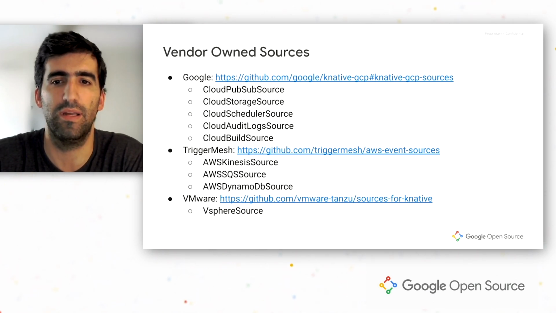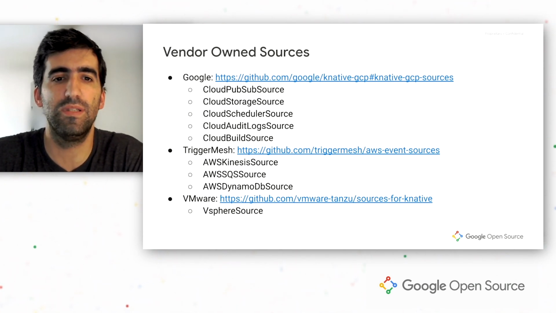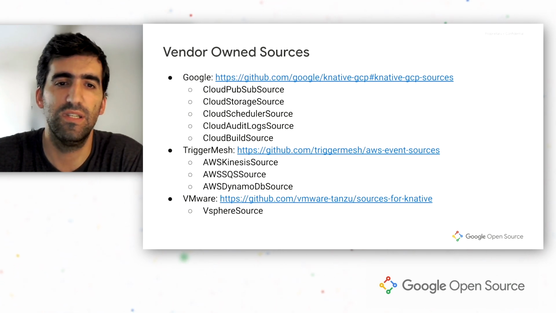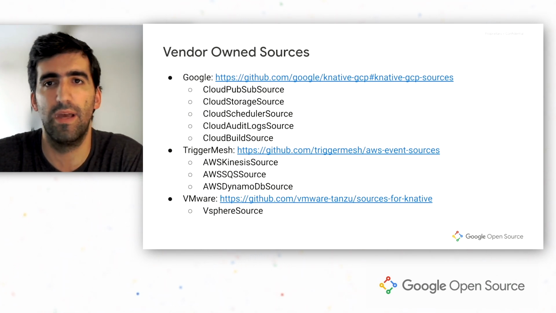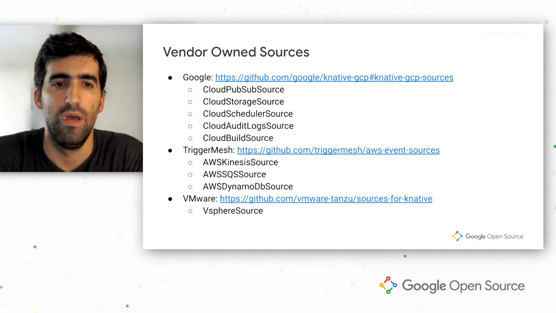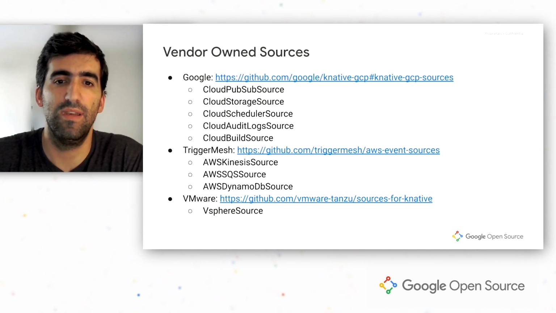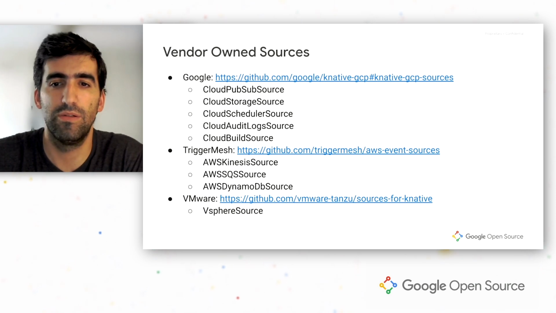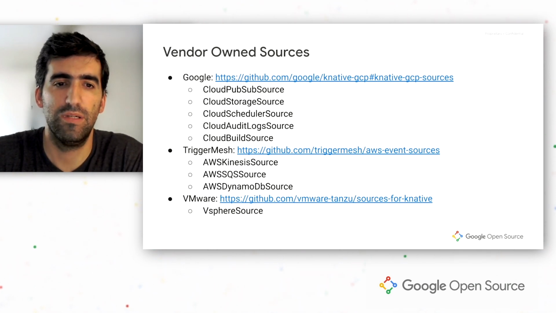Or we also have the Cloud Storage source that will allow you to listen for changes in GCS buckets. For example, when an image is uploaded in a GCS bucket, you can get an event and trigger some computer vision pipeline, let's say to do object segmentation or image recognition. We also have the Cloud Scheduler source, which will send an event based on a cron schedule, similar to Ping source, and some others.